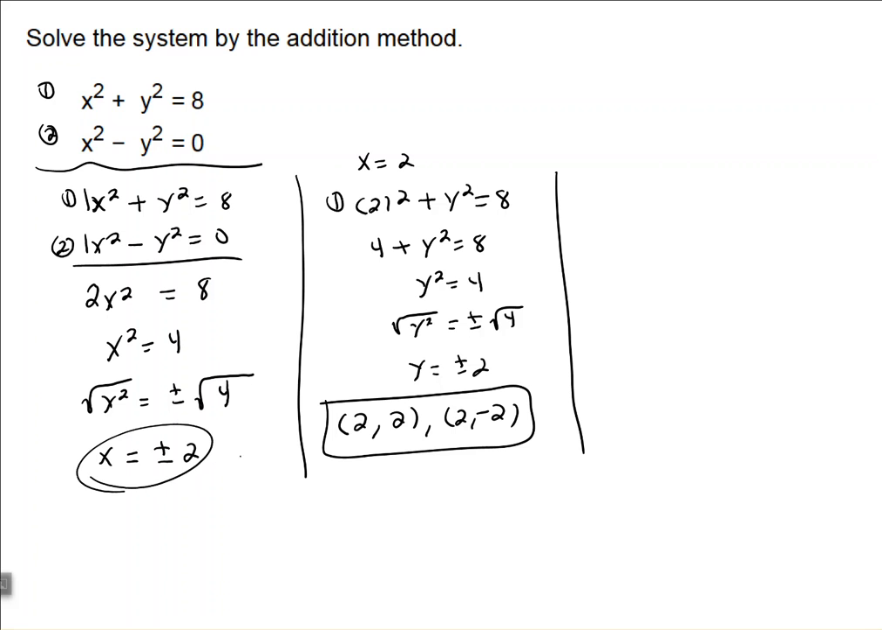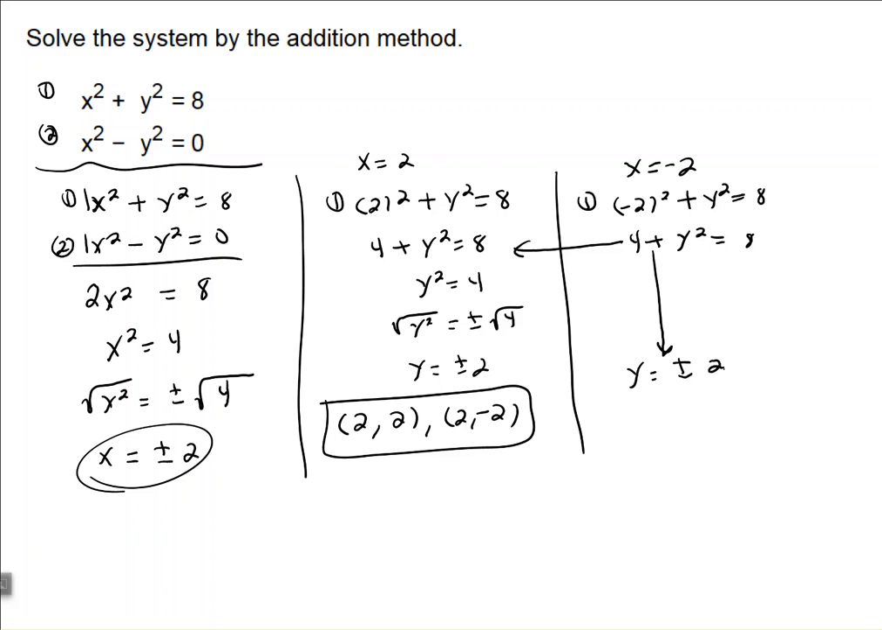Now how about when x equals negative 2? Again, I'm going to use equation 1 where we had x squared plus y squared equals 8. So negative 2 squared plus y squared equals 8. Negative 2 squared is positive 4. And since that is the exact same equation as what we just had there, I'm going to go straight down and say that y equals positive or negative 2 in this one as well. So when x is negative 2, y could be equal to positive 2, or it could be equal to negative 2. So we have 4 points of intersection there.